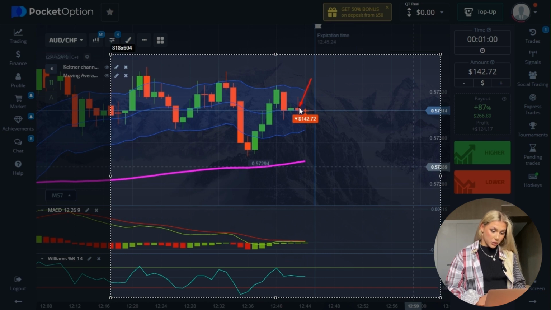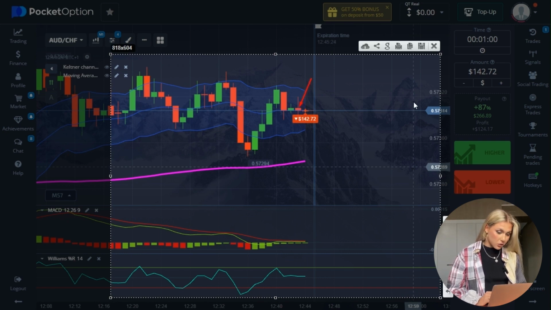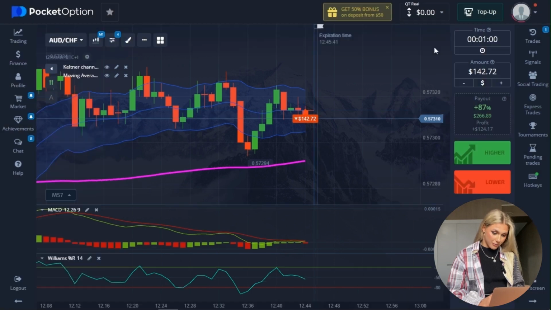But I want to draw your attention to this candlestick pattern. It's called a star. I don't remember if it's a morning or evening star, whatever. In any case, it's an additional signal for a decline.